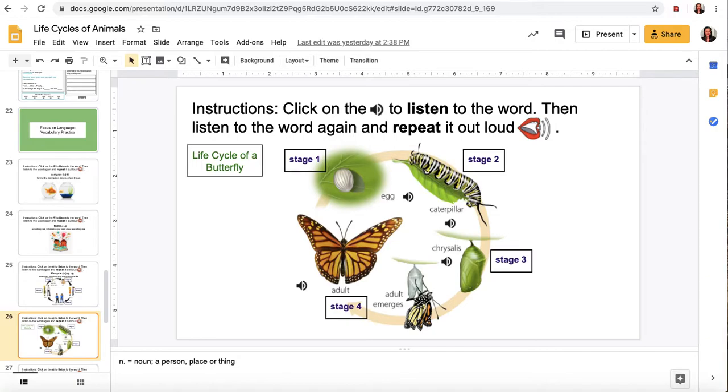Here's the life cycle of a butterfly. If you've tuned into one of my read-alouds, I'll attach a link in the YouTube comments so that you can go read that book if you'd like to. It's called From Caterpillar to Butterfly, I believe, and it goes through the life cycle of a butterfly. It starts here as the egg, turns into a caterpillar, then a chrysalis, and then it comes out of its cocoon and it's an adult butterfly.